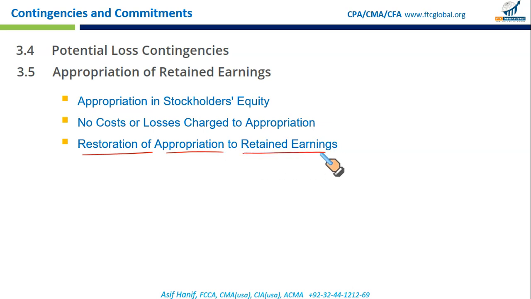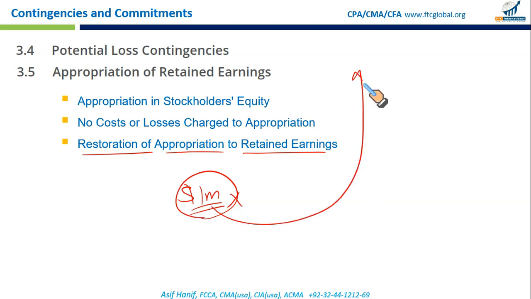Restoration of appropriation of retained earnings. Once the reason for appropriation no longer exists, like if the lawsuit risk that we have accounted for, $1 million, if the event doesn't happen, we are not liable for this amount. So this 1 million is restored to the general retained earnings, or what you call the unappropriated retained earnings. So please remember, if the lawsuit risk no longer exists, you simply reverse it back to the unappropriated retained earnings.